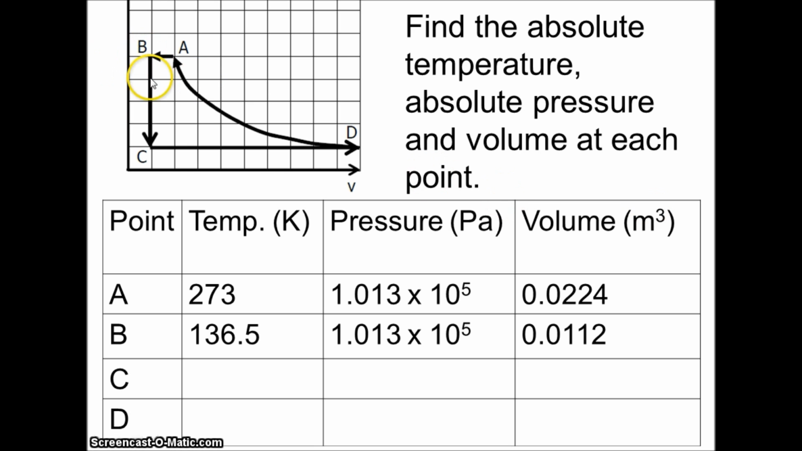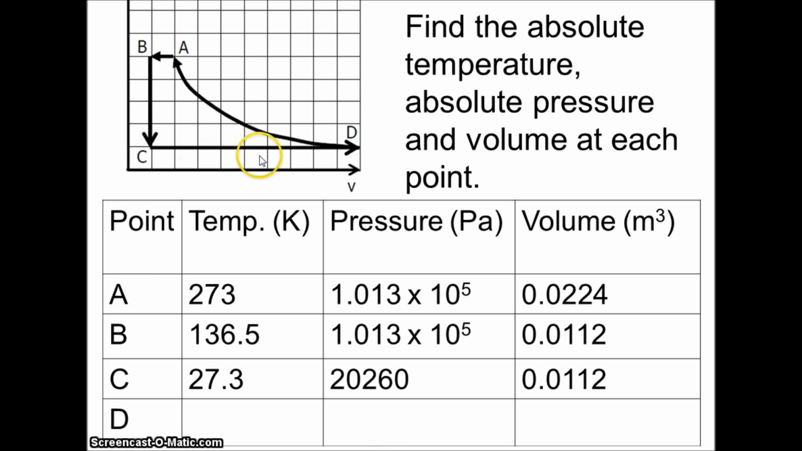Then going from B to C, the volume stays the same. So the volume will be 0.0112. But the pressure decreases by a factor of 1, 2, 3, 4, 5. So the pressure is going to be 1/5, or 20,260 pascals. Again, we can use PV equals nRT with the pressure of 20,260 pascals, the volume of 0.0112, the number of moles is 1, universal gas constant of 8.31, and solve for the temperature, and we get 27.3.